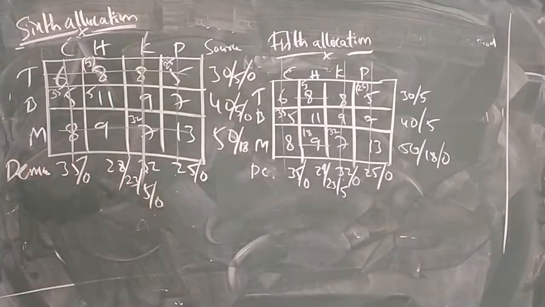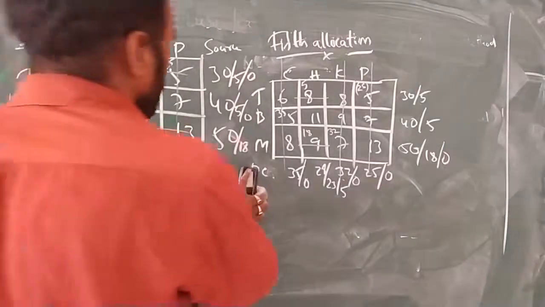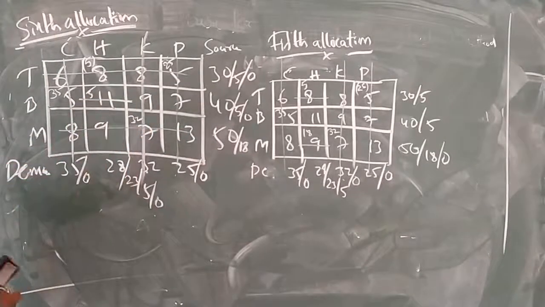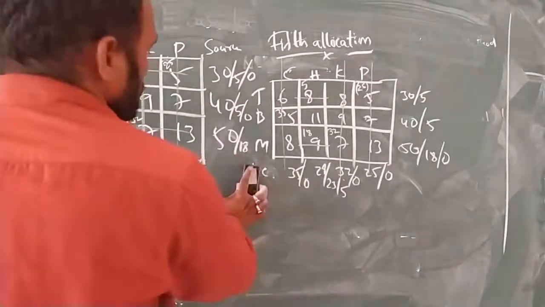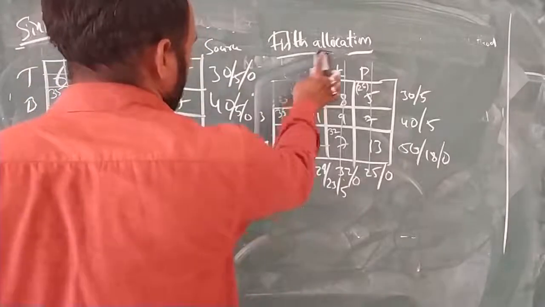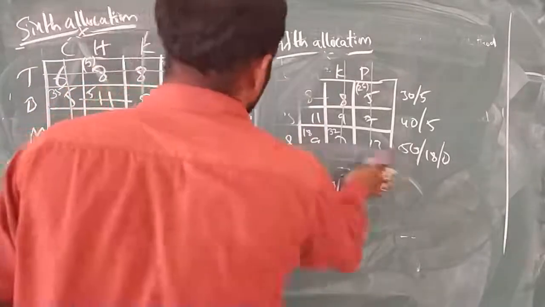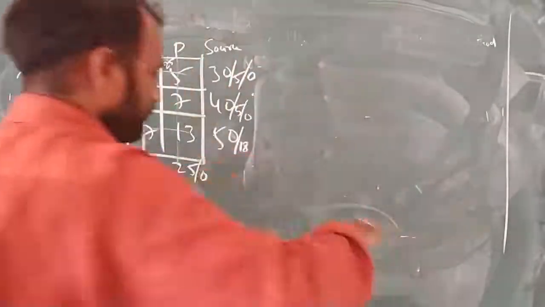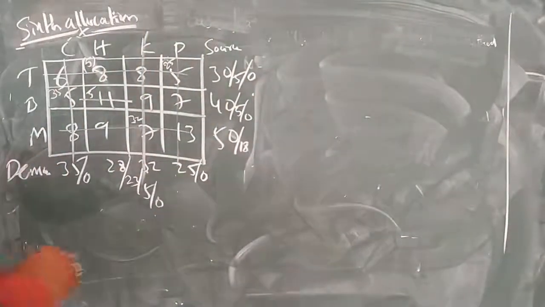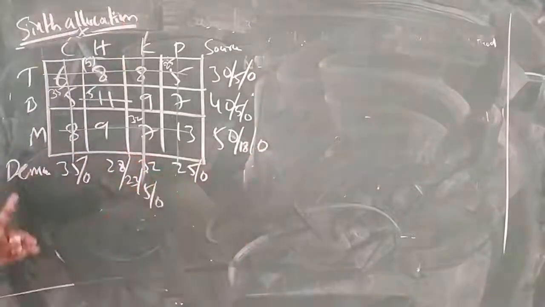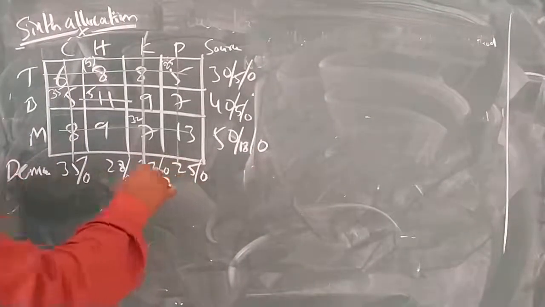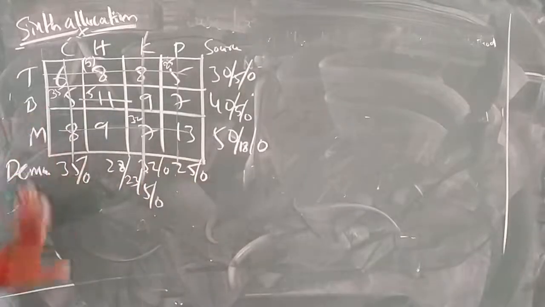After the sixth allocation we got the final value. Now we are left with no value at all. This is also deleted. Now, what is the total cost reduced? Let us see. Everywhere, if you see here, we got 0. So that's why we solved this allocation.